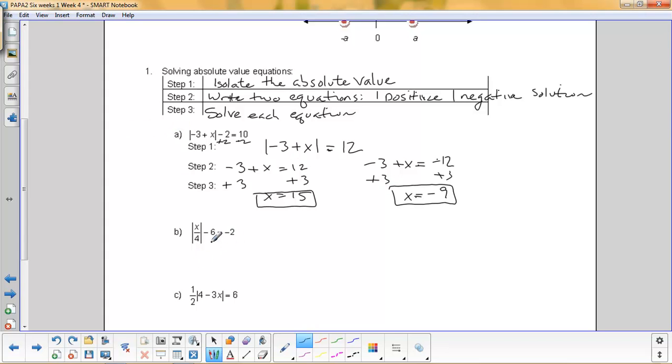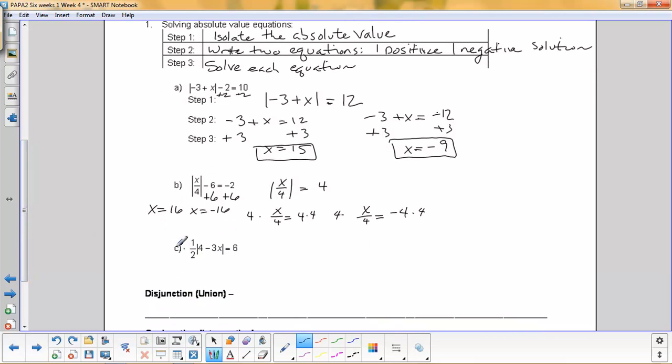in answer A. Alright, answer B. Add 6 to both sides. X over 4 equals 4. Write 2 solutions. X over 4 equals 4. One positive, the other negative. Solve for x in each problem. X equals 16 and x equals negative 16 are your solutions to this problem.